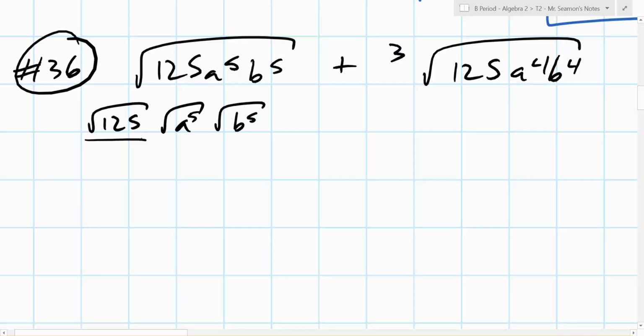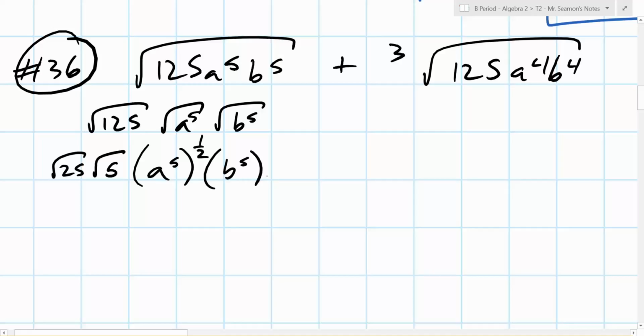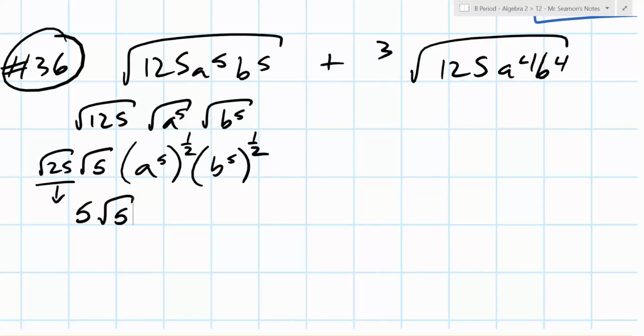No. So we want to look for a perfect square factor. Is there a nice perfect square factor? Yeah, so this is the same thing as the square root of 25 times the square root of 5, right? And this is a to the 5th to the 1/2 and b to the 5th to the 1/2. What's the square root of 25? So we have 5 square roots of 5. And this is where you have a choice depending on what you're going to do over on the other side. But this could be a to the 5/2 and b to the 5/2. There's lots of different ways to write the same thing, but I'll leave it right there.